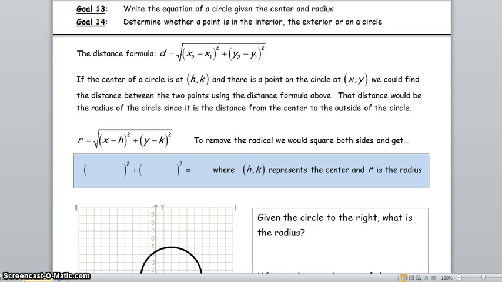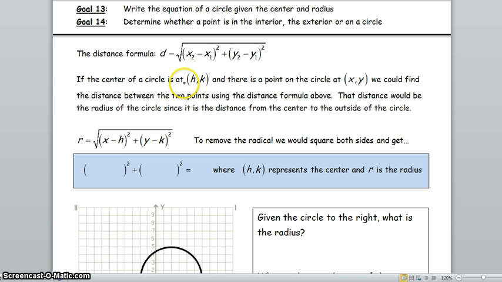Today we're going to discuss Goal 13, writing an equation of a circle, given the center and the radius, and Goal 14, determining whether a point is in the interior, exterior, or on a circle. To do this, we're going to need to know the distance formula. Again, the distance formula has been given to you at the top of the note sheet.